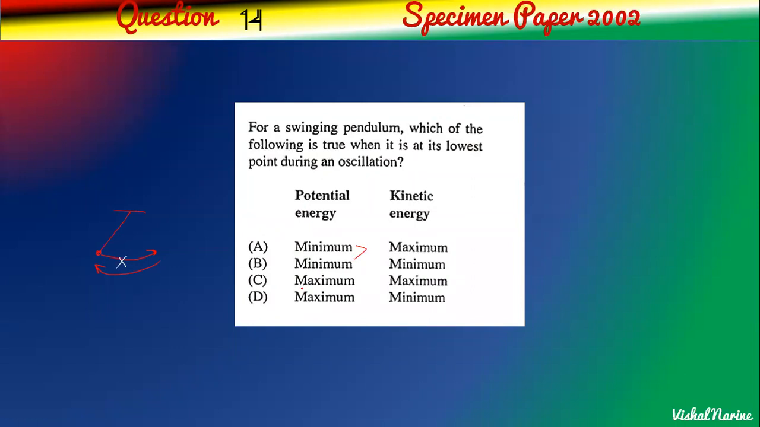And the kinetic energy, I think I would have mentioned this in a previous class, kinetic energy and potential energy are going to add up to 100%. So basically it's like the opposite. So this is going to be maximum kinetic energy, minimum potential energy. That's just a quick way of reasoning it out.